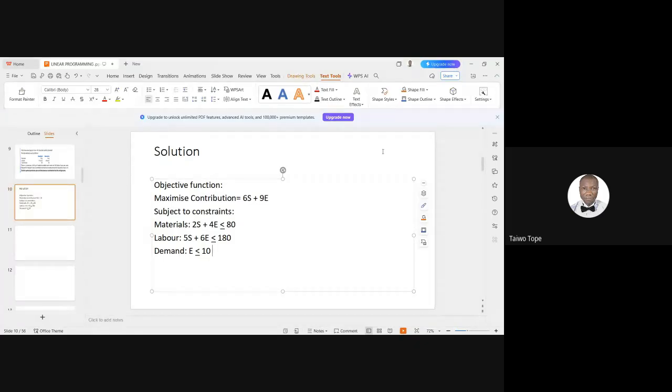So having done this, what will be the next thing from your steps? Non-negativity constraint. This can be expressed as x, e greater than or equal to 0.